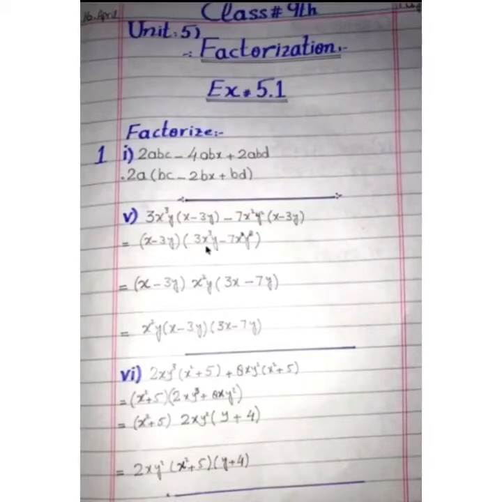You can see x square y is again common in the second term. We cannot take any common from the first term, but in the second term we take common x square y. So we take x square y common, remaining here 3x minus 7y. Now we get 3x minus 7y. By arranging this algebraic expression, I write x square y first, second x minus 3y, third 3x minus 7y.